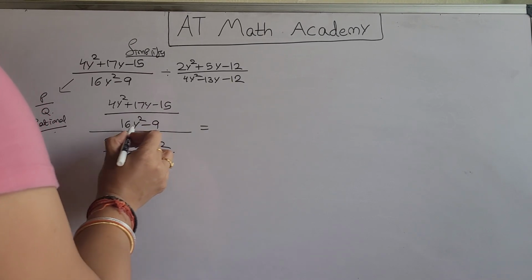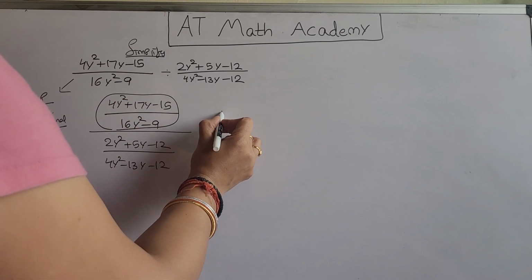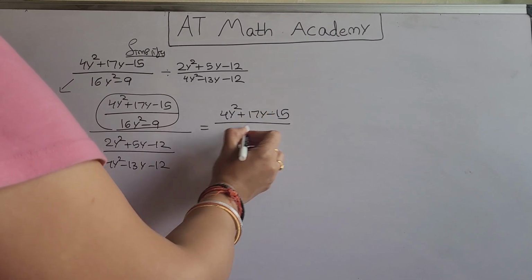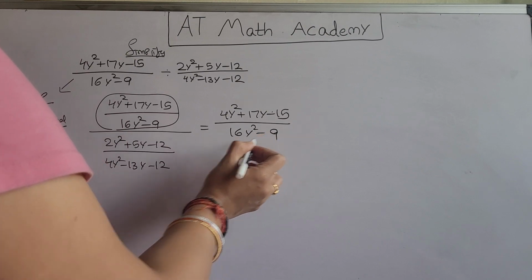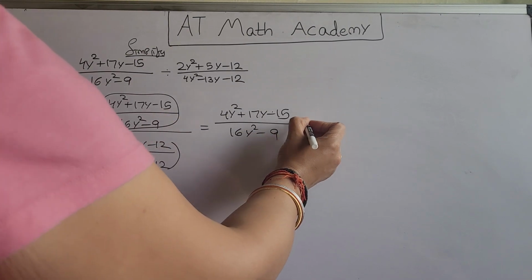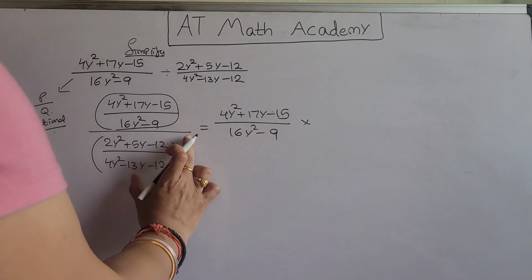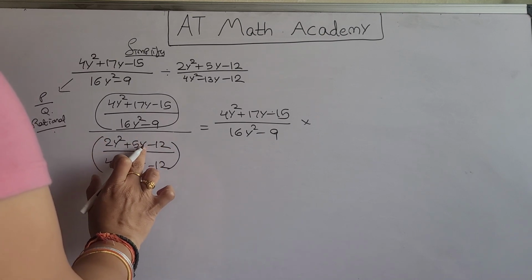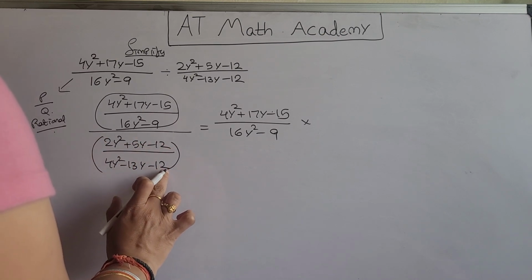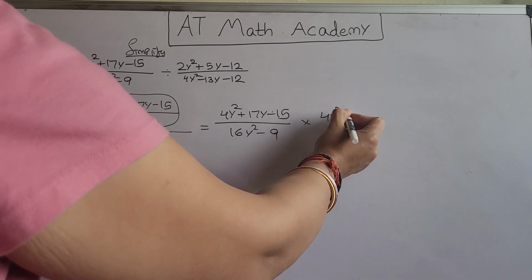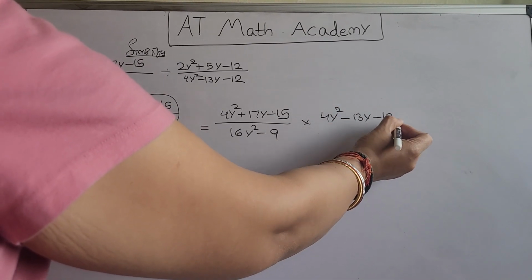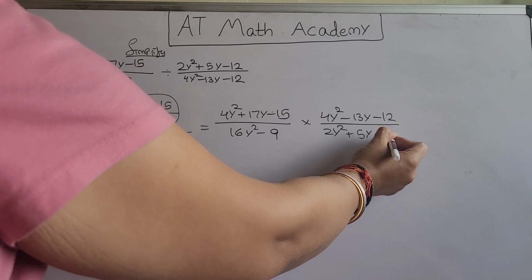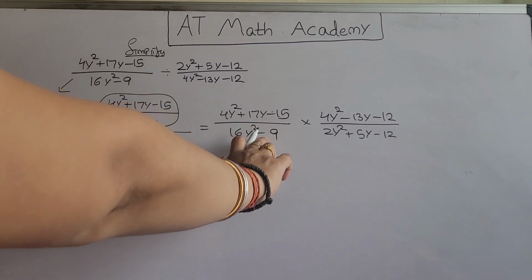This can be written as, I am taking the numerator and rewriting it as it is, 16y square minus 9. And this denominator, when it goes to the top, becomes denominator over numerator. So this fraction becomes 4y square minus 13y minus 12 by 2y square plus 5y minus 12, because it is getting multiplied with this numerator.